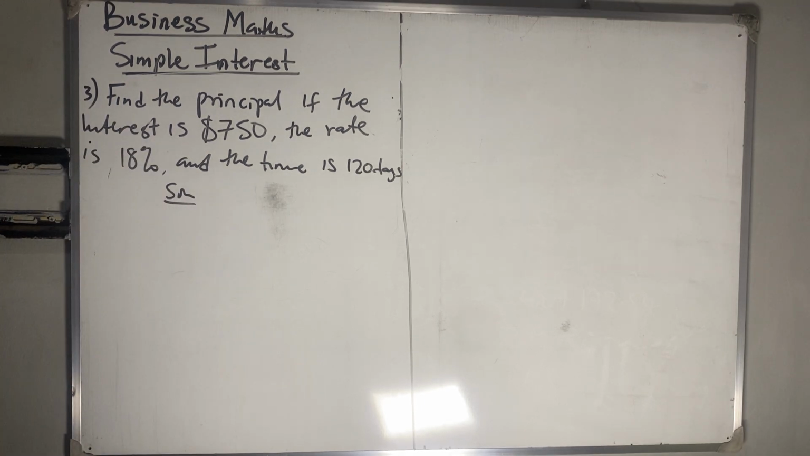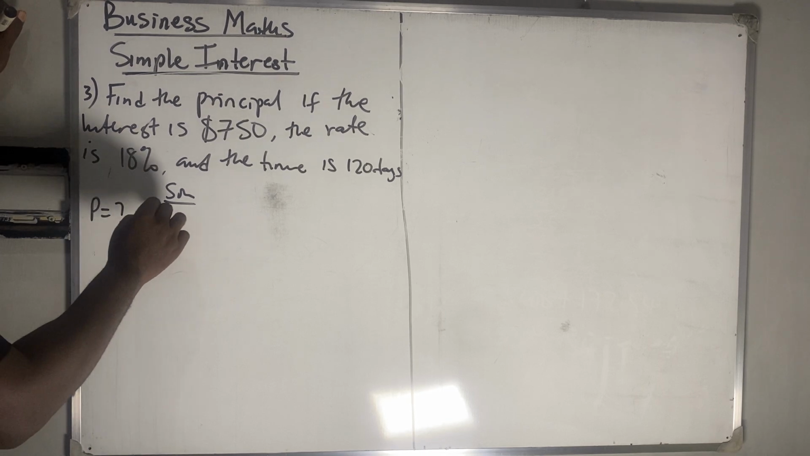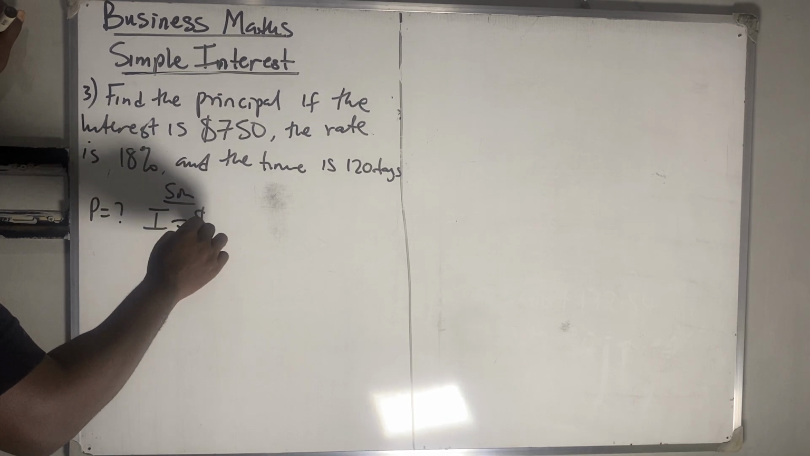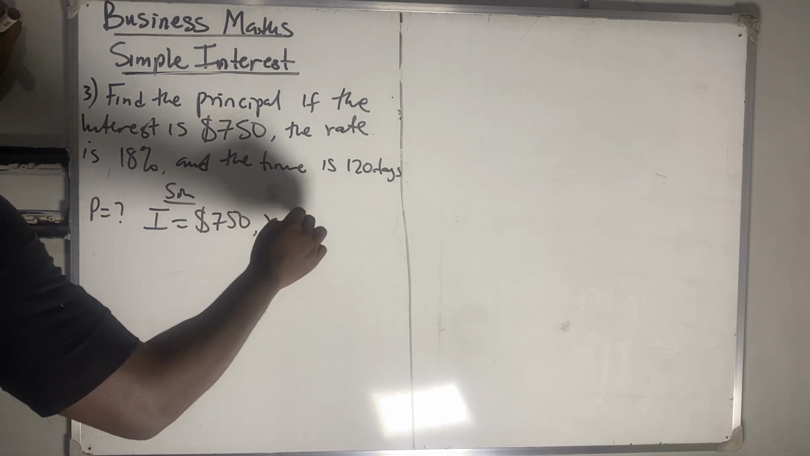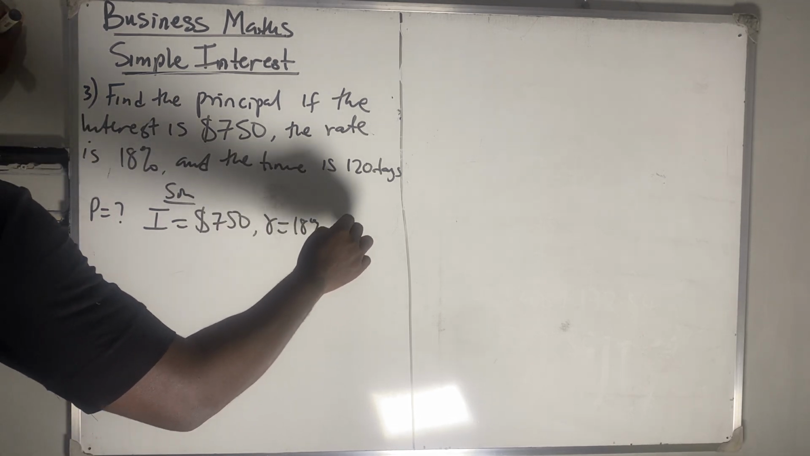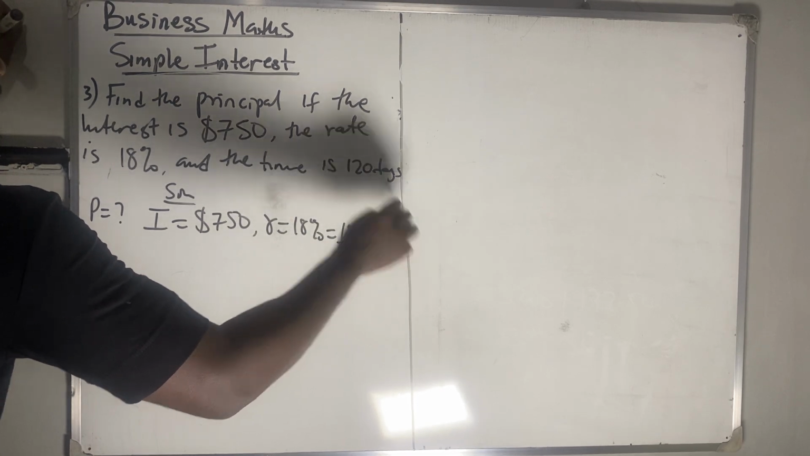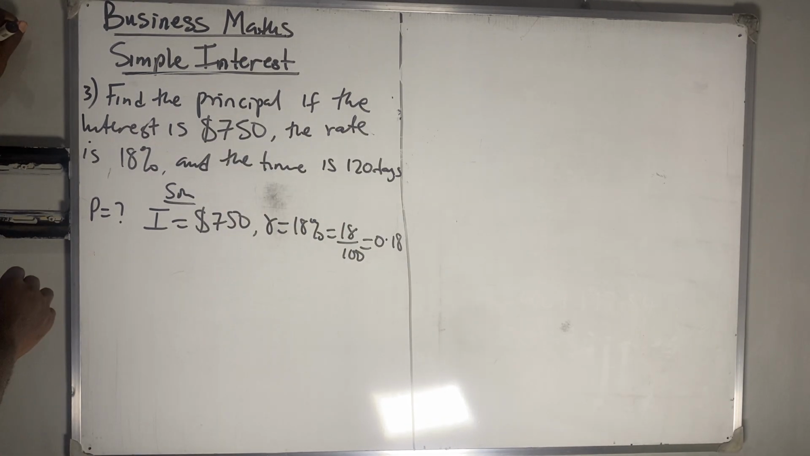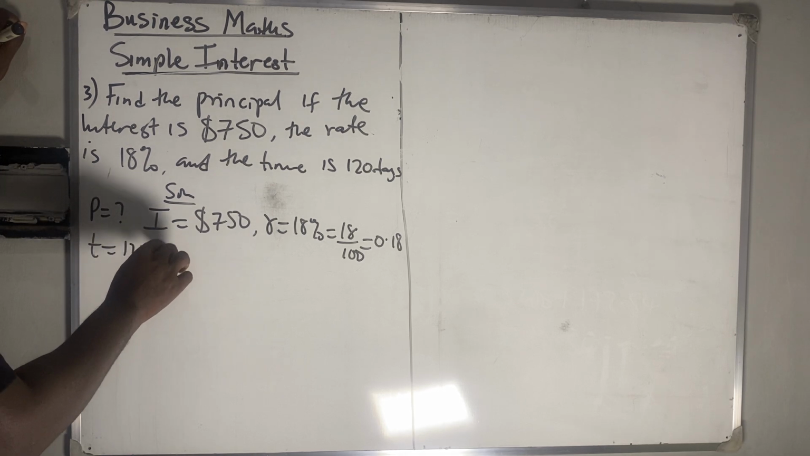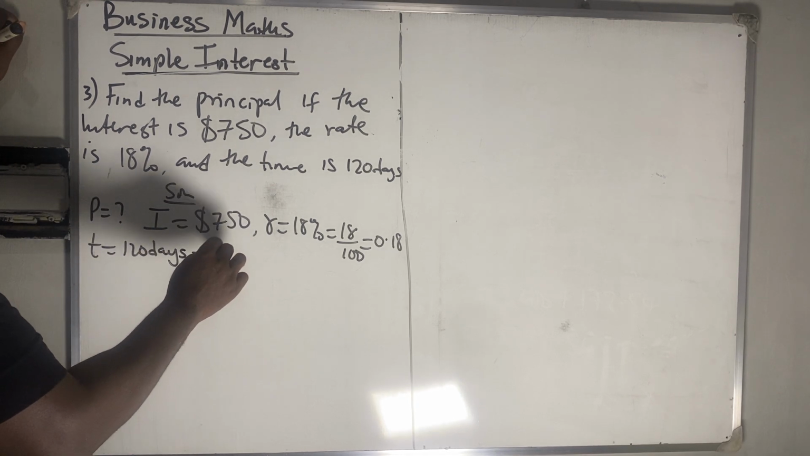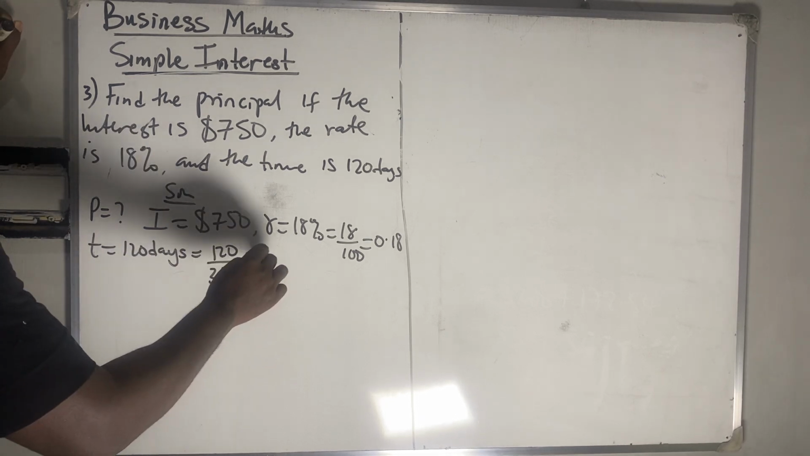They say we should find the principal. The principal is unknown, but they gave us that the interest is $750, and the rate they gave me is 18%, which is 18 over 100, that is 0.18. The next one is the time. The time they gave me is 120 days. I told you, you must convert it to years, which is 120 divided by 365 days.